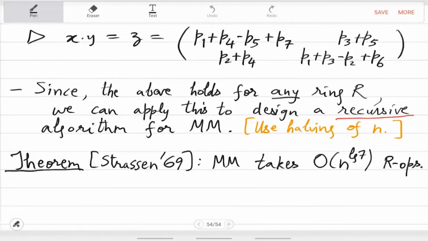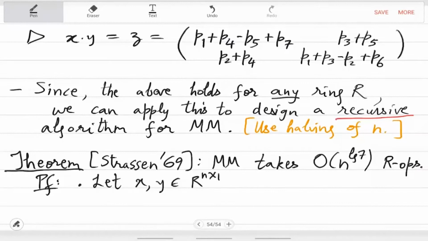So today we will finish formally the proof of Strassen that matrix multiplication takes n to the log 7 operations, where the ring R is where the entries of the matrix come from, of the n cross n matrix. Any questions? Okay, so X and Y are n cross n matrices over R. We are assuming n to be a power of 2.